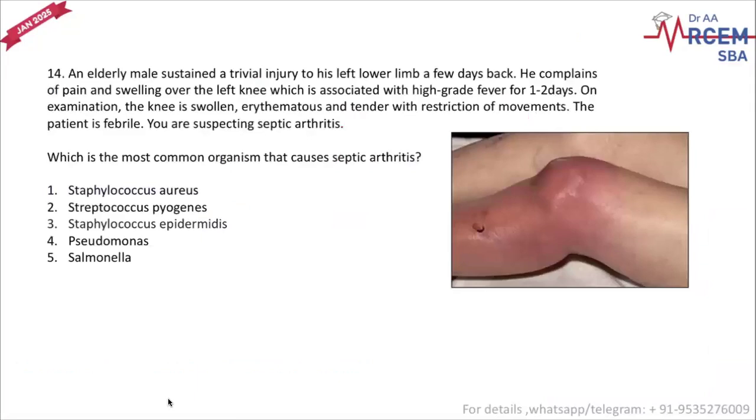An elderly male sustained a trivial injury to his left lower limb a few days back. He complains of pain and swelling over the left knee, associated with high-grade fever for a couple of days. On examination, the knee is swollen, erythematous, tender, with restriction of movements. The patient is febrile. You're suspecting septic arthritis. They're just asking what is the common organism here. The common organism for septic arthritis or osteomyelitis is one and the same. That is Staph aureus. What do you need to remember?